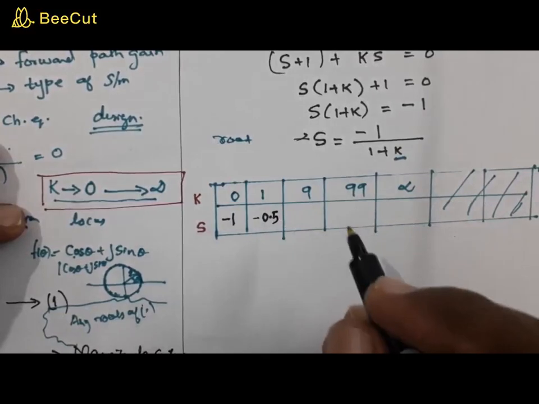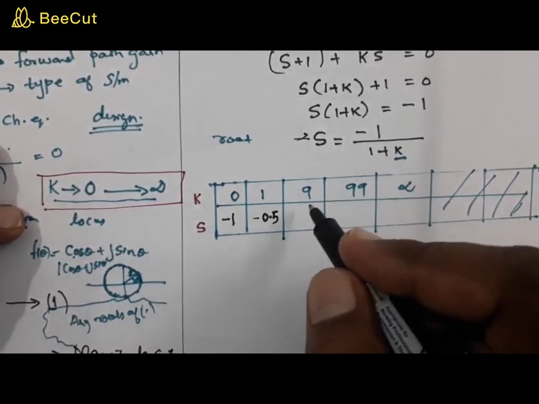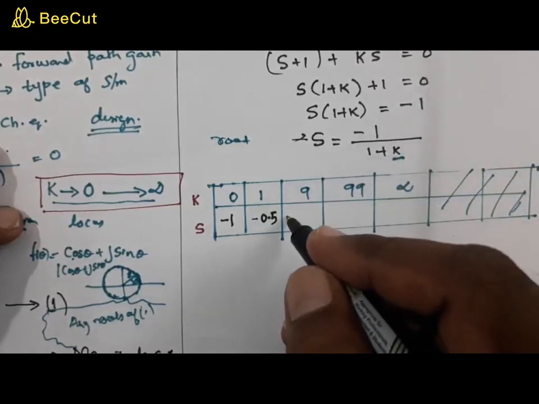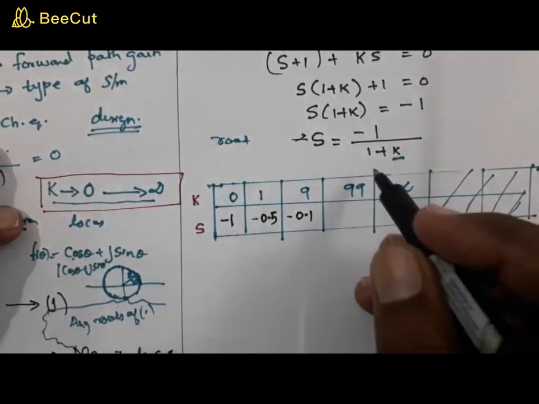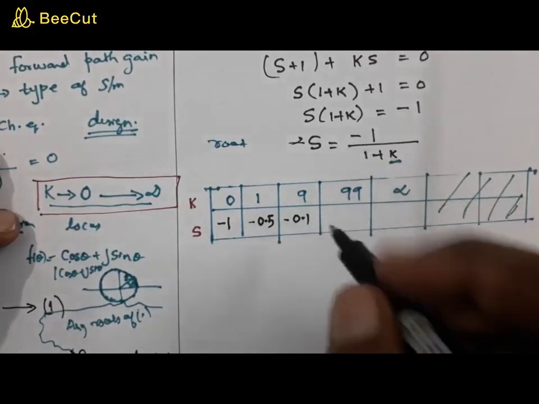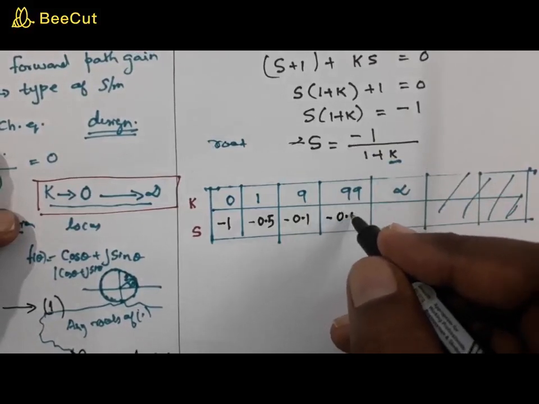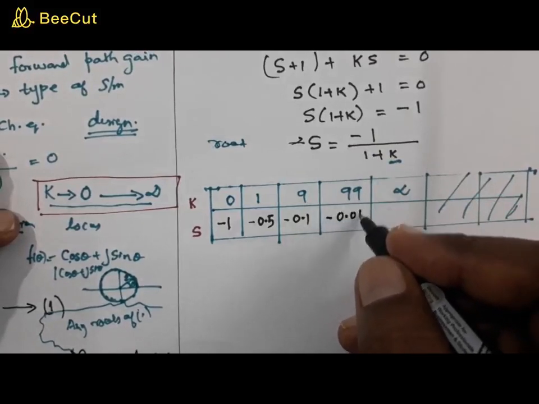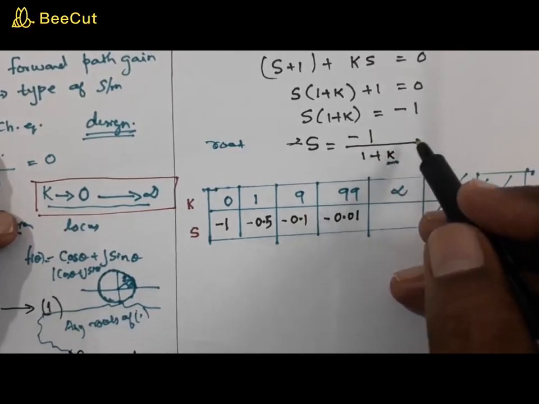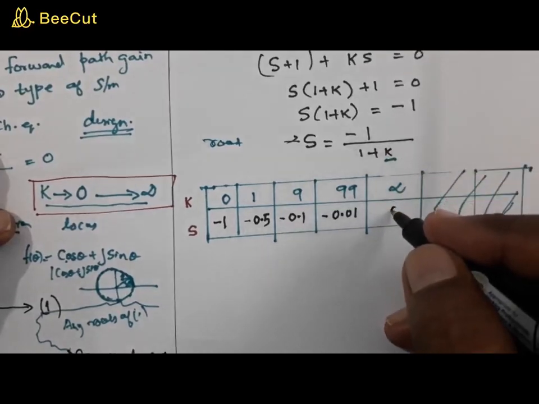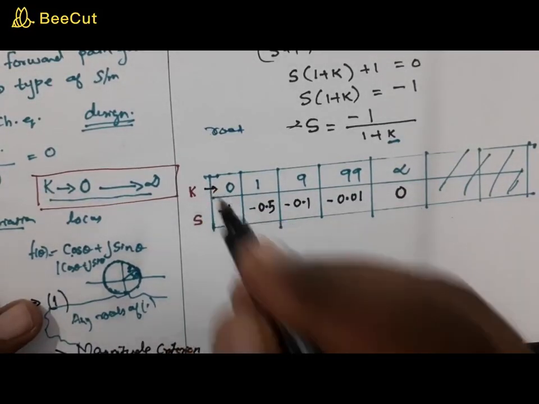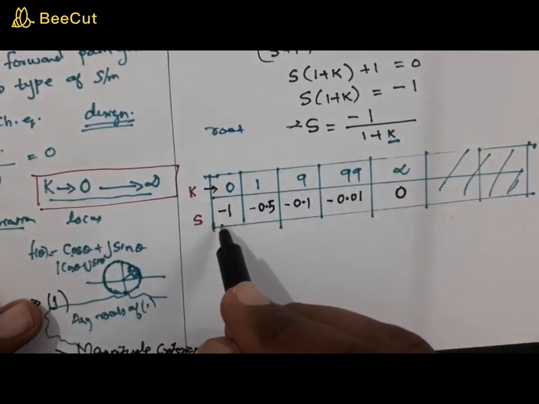This is minus 0.5. Then what about at k is equal to 9? When you put 9, this becomes minus 1 by 10, or minus 0.1. When you put 99, you will get minus 1 by 100, or minus 0.01. And what happens when you put k is equal to infinity? It is 1 by infinity, or this becomes 0, right?